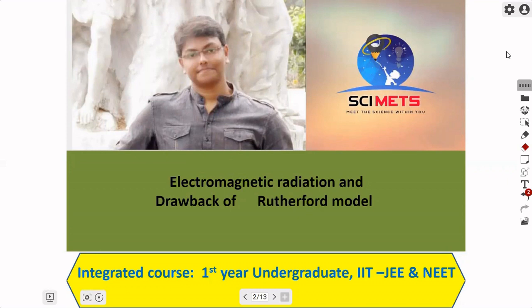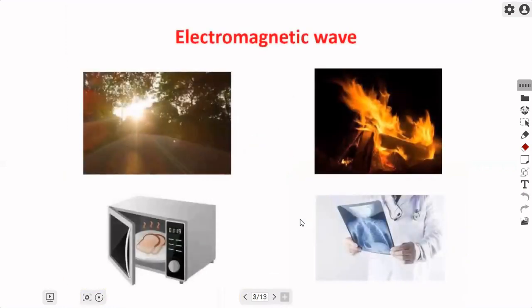So in this lecture, I will initially talk about the basic theories of electromagnetic radiation and its properties, and then I will talk about another drawback of the Rutherford model. So what are electromagnetic waves? In simple language, electromagnetic radiation is one of the many ways that energy travels through space. The heat from a burning fire, the light from the sun, the X-rays used by your doctor, as well as the energy used to cook food in a microwave are all forms of electromagnetic radiation.